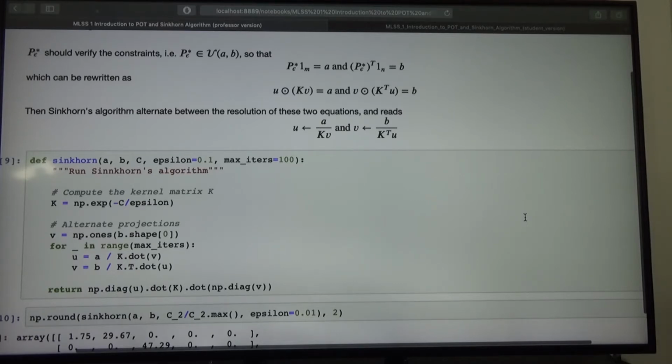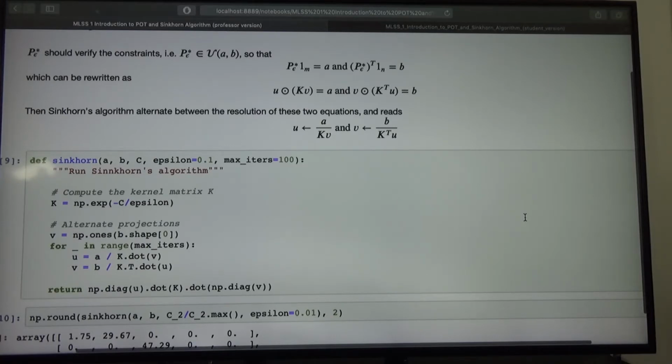So we alternate between those two projections, and then we just return the diagonal matrix with entries of u times this kernel matrix times the diagonal matrix with diagonal entries equal to v. Okay, so it's actually very simple to code. It's like 3 lines of code, much faster than any algorithm to solve the exact solution to this linear program.